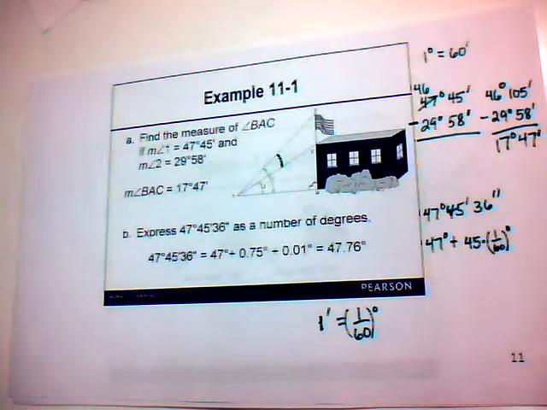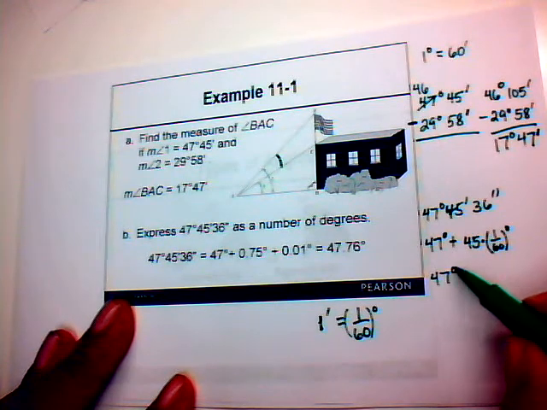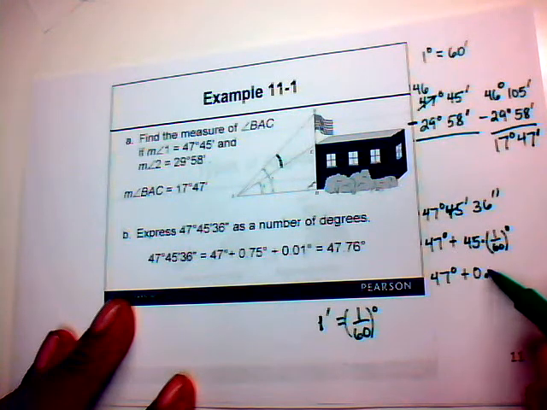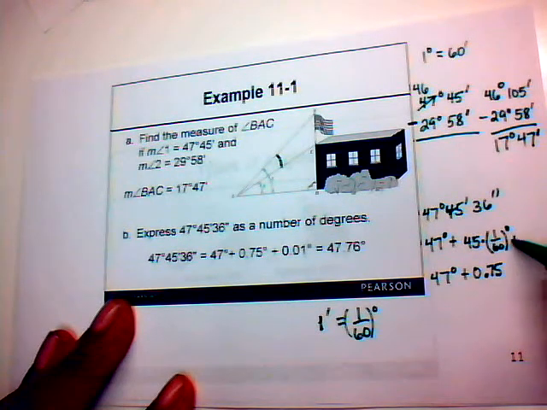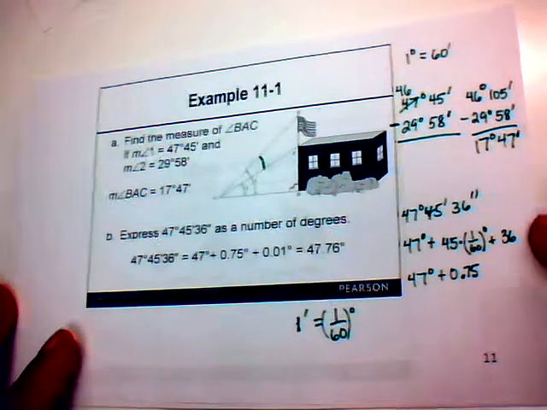So in this case here, if you do 45 divided by 60, you're going to get 0.75. So we know we got 47 degrees plus 0.75. Now for the 36 seconds, now you're going to have to think of this.